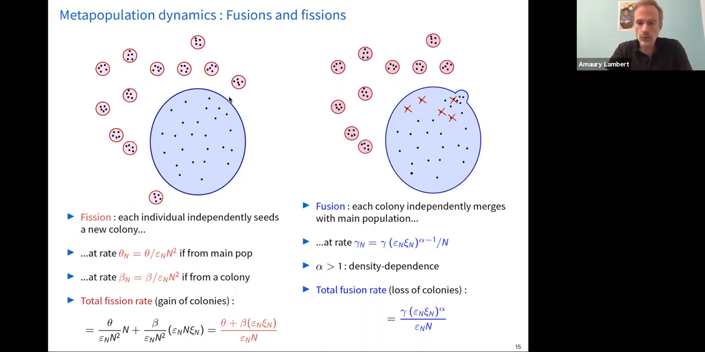And as for fusion, you will assume that each colony independently merges with the main population at a rate which increases like a power of the total number of colonies, a phenomenon which is known as density dependence, and which is meant to model competition for space or for resources between the small colonies. Okay.